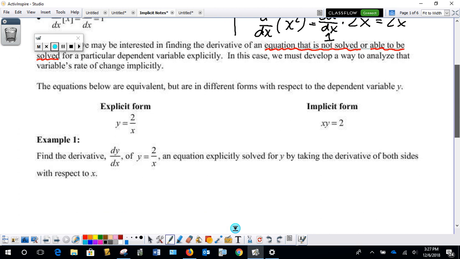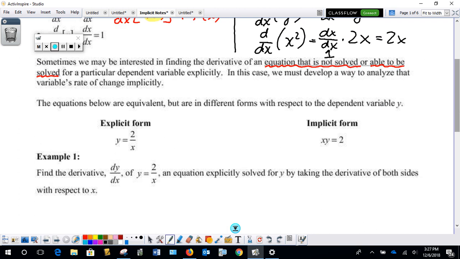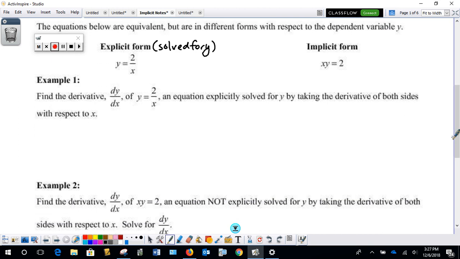Now, with implicit differentiation, we're going to do an example where I'm going to do the exact same derivative. I'm just going to find it two different ways. So technique number one, I have this explicit form, which basically just means that I am solved for y. And if it's solved for y, we would do the derivative the same way that we would always do. We would come along, we're going to do that in example 1, and take its derivative.